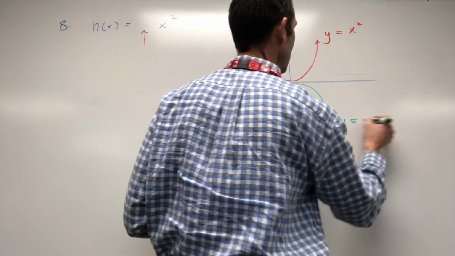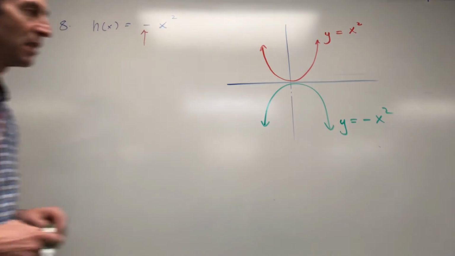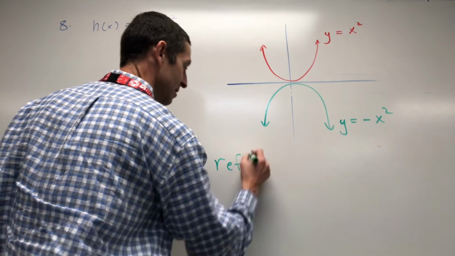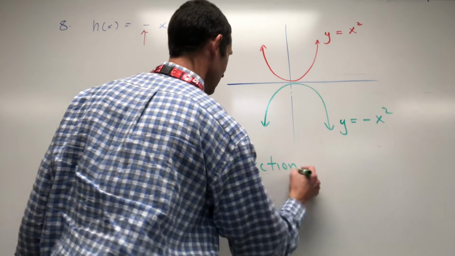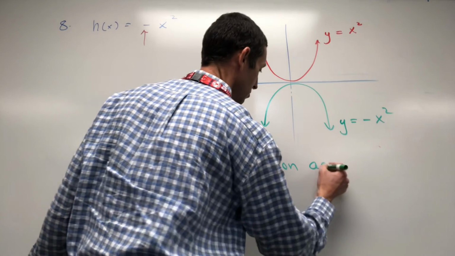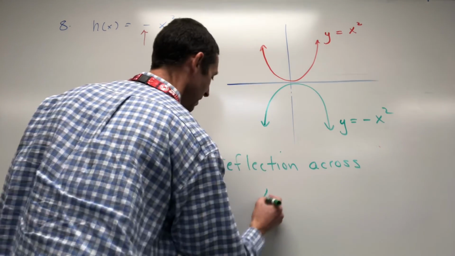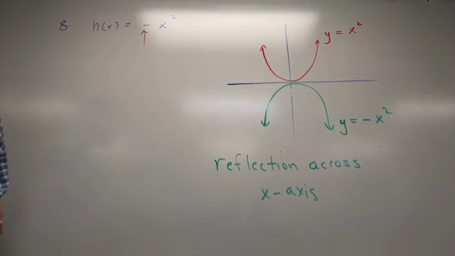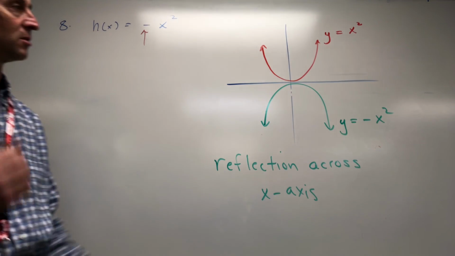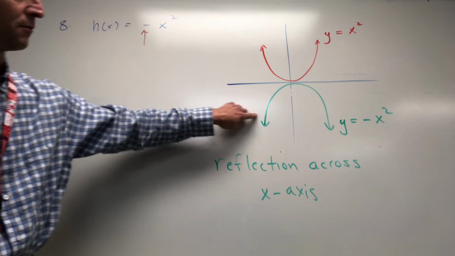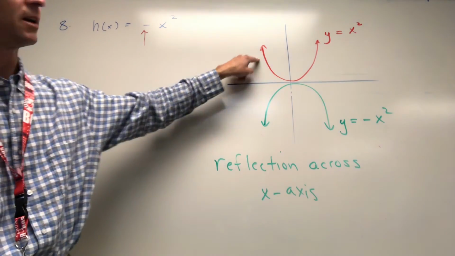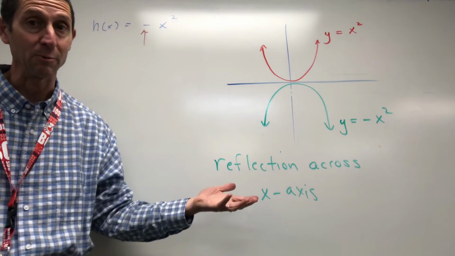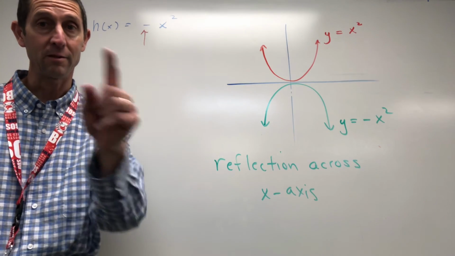Let's label it. So we've got a reflection. Oh, we didn't describe it. Let's do this. So this is a reflection. And this is across the x-axis. So for each question, you have to do 4 things. You got to draw the graph, label it, get the parent graph, label it, run your description. What kind of transformation do you got? 4 things for each problem.